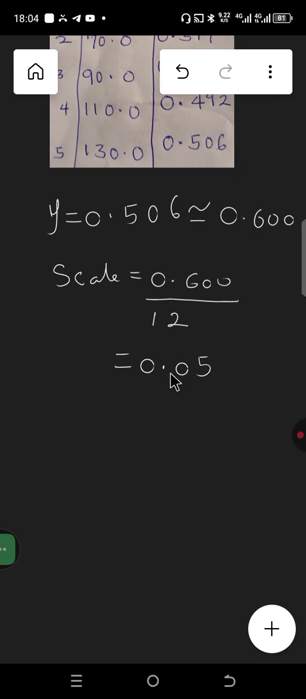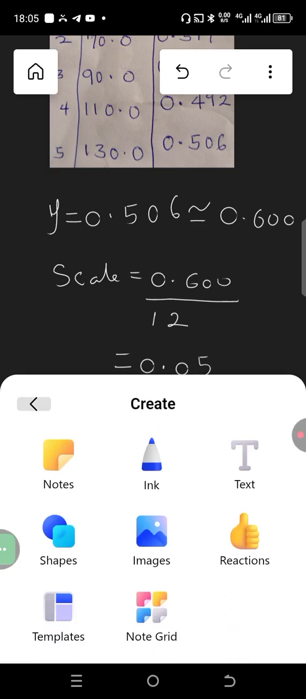Remember, we said a scale can only take 1, 2, and 5, or their combination with 0. And if you look at what we have here, we have 5 combined with 0. So this is a good scale. Remember that 12 boxes connote 2 centimeters. So this scale will just be 2 centimeters equals 0.05 gram on our y-axis.